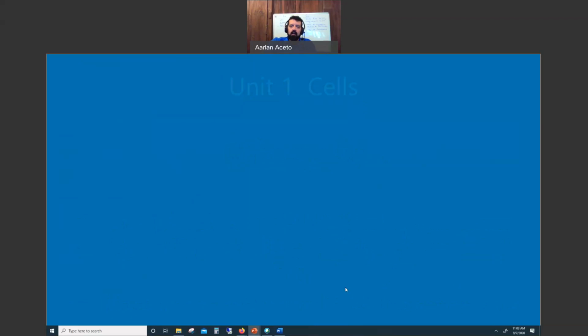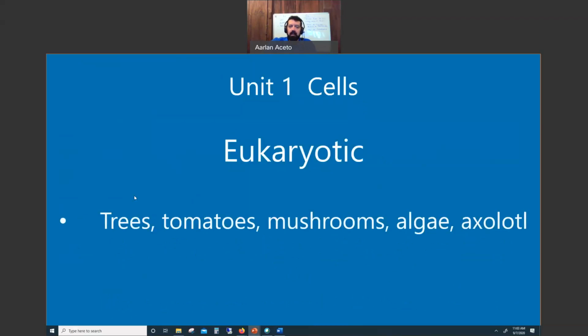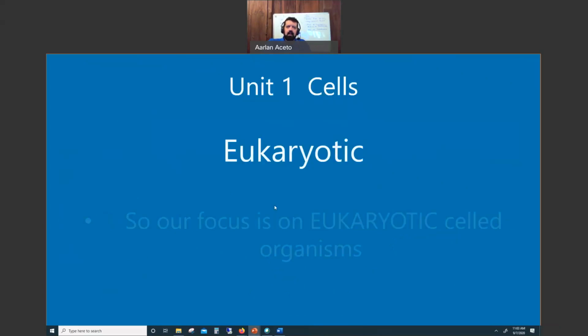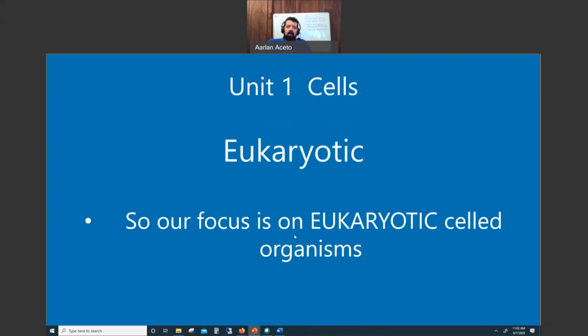So what are eukaryotic? Trees, tomatoes, mushrooms, algae, axolotls. If you don't know what an axolotl is, it's either really cute or really scary, but you should look it up at some point. These are all eukaryotes. Now, we are primarily going to be focused on eukaryotic organisms because we're talking about the human eye, and we are eukaryotes. All our cells are eukaryotic.